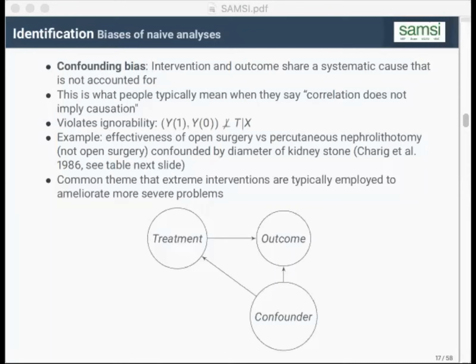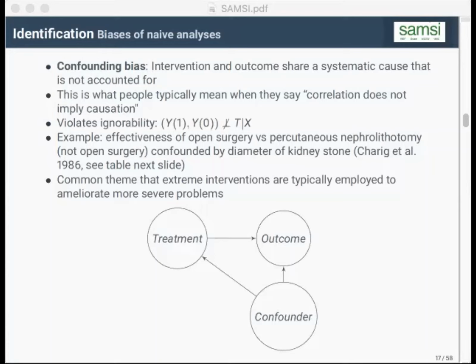Okay, so now let's talk about what can go wrong if you try to estimate causal effects without carefully assessing the identifying assumptions, or if, despite careful assessment, some of the identifying assumptions fail to hold. Generally, confounding bias is what people have in mind when they say correlation is not causation, although, as we'll see, that's not the only way that things can go wrong.